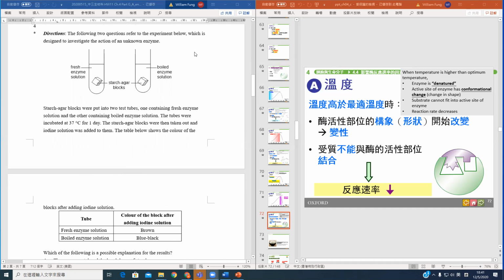Question 4. We have starch agar blocks. It doesn't matter with the agar blocks, as long as it is something about starch. One tube contains fresh enzyme. The fresh enzyme is capable of converting starch into sugar.